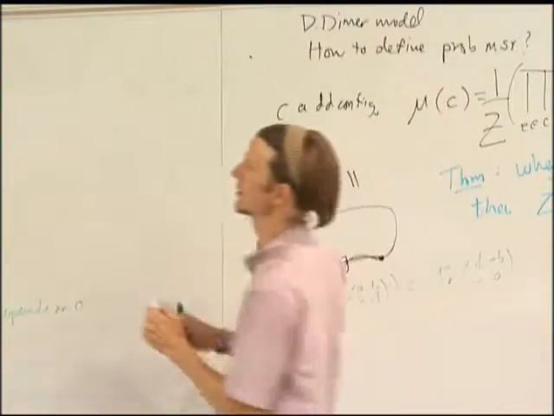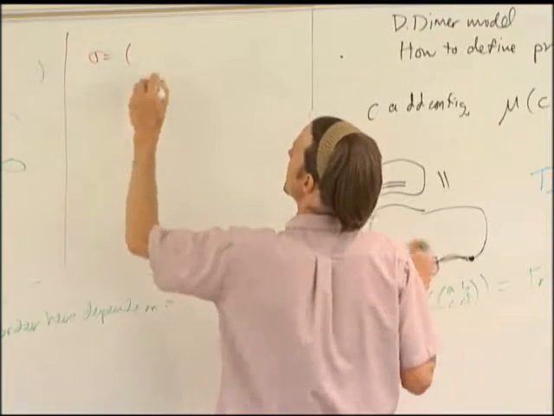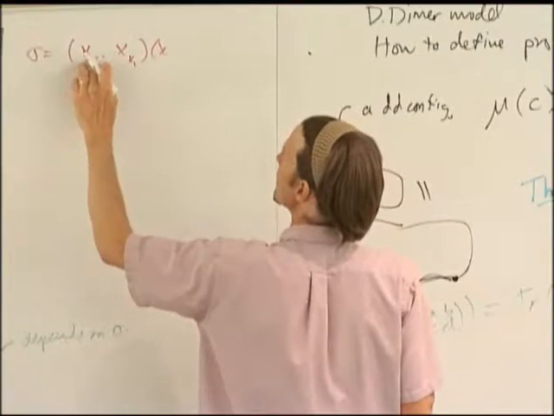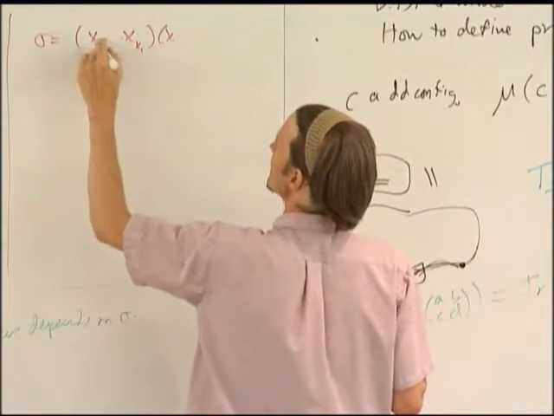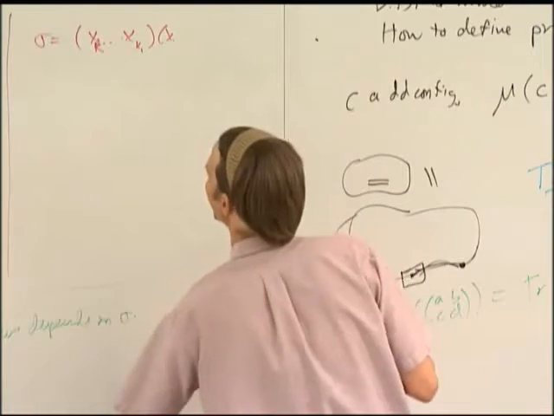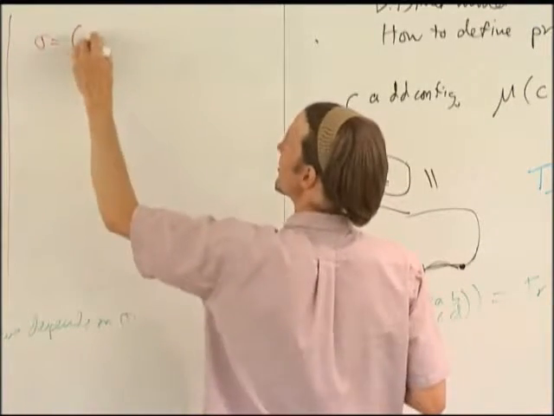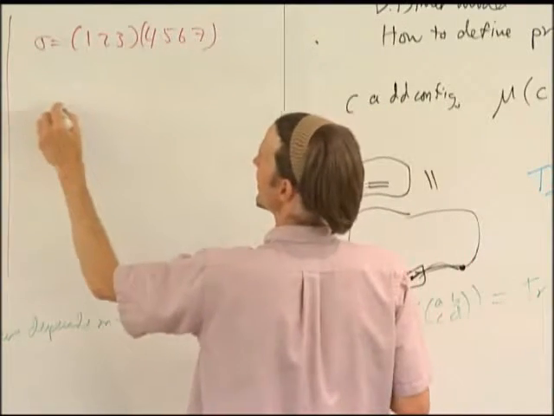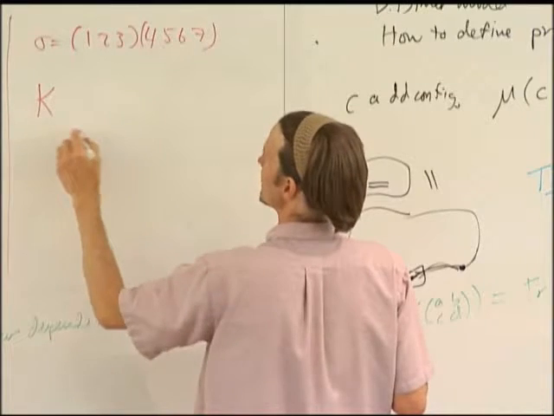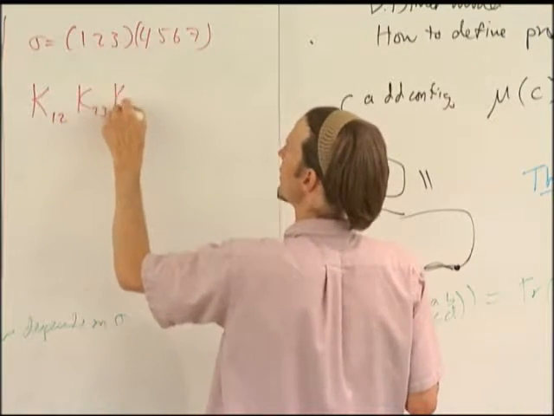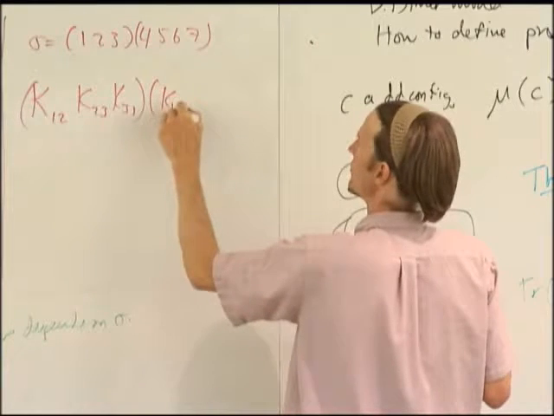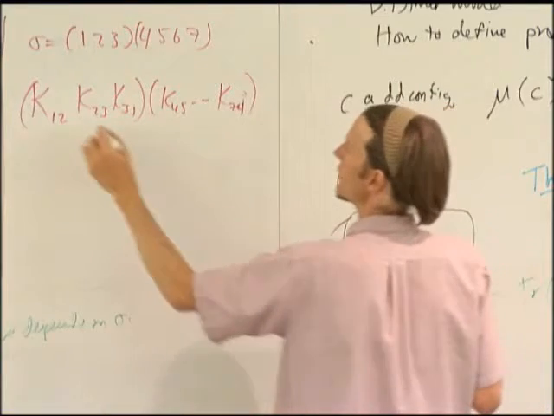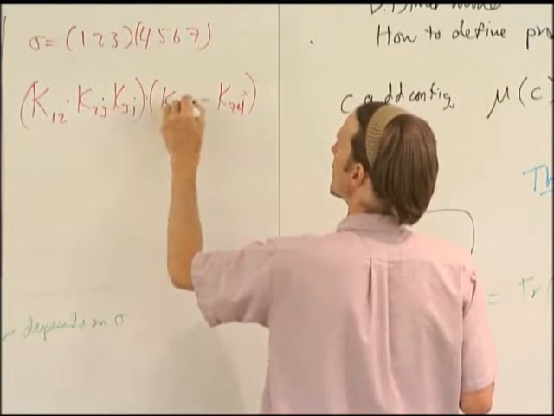Right. So if sigma is (x1 through xk1), and so on. If sigma equals (1, 2, 3)(4, 5)(6, 7), and so on, then the term is going to be K 1, 2, K 2, 3, K 3, 1 times K 4, 5, etc., K 7, 4. These brackets, it's not commutative, but it's associative, so it doesn't matter.